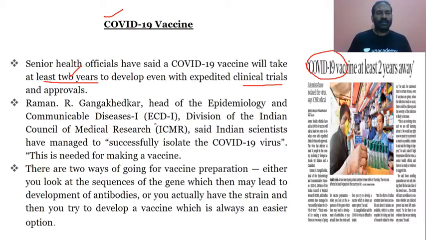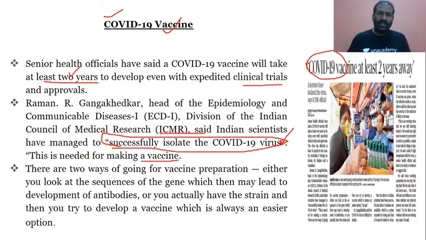And then the head of epidemiology and communicable disease, along with the ICMR, that is the Indian Council of Medical Research, and a few scientists say they have successfully isolated the COVID-19 virus. They haven't found the vaccine. They have just successfully isolated the COVID-19 virus. This is needed for making the vaccine. So isolating the COVID-19 virus is an initial step.